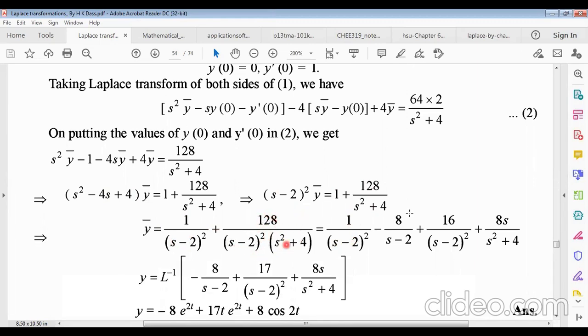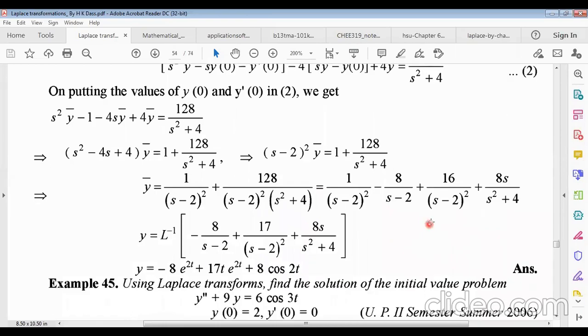Using partial fraction method, 8 divided by s minus 2 and 16 divided by s minus 2 whole square and 8 over s square plus 4. Okay, using partial fraction method. So this is actually the Laplace transformation. Now we have to find the inverse Laplace transformation of y(t). This is the Laplace transformation of y(t).